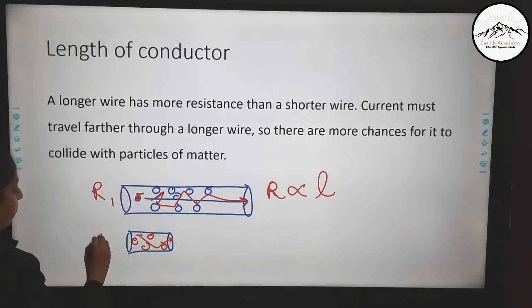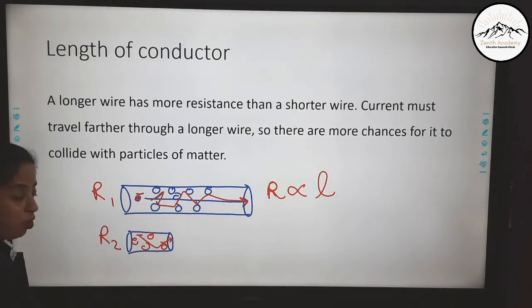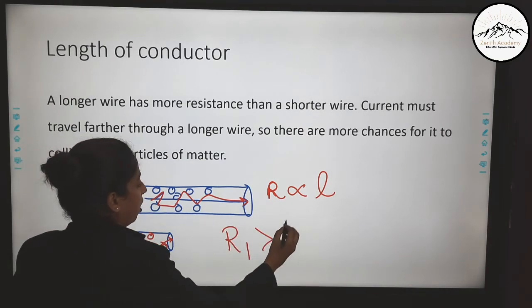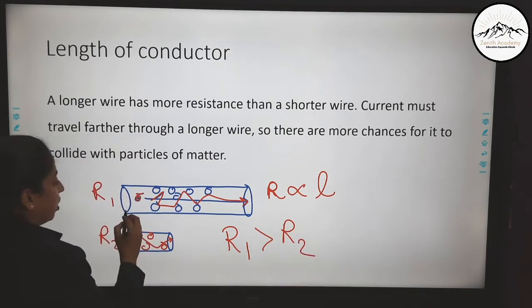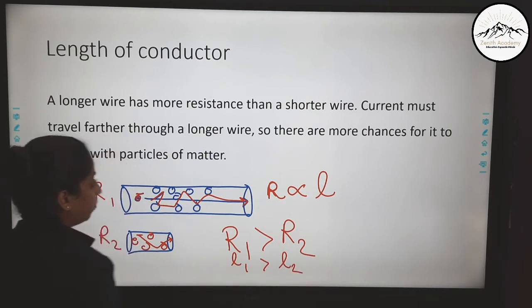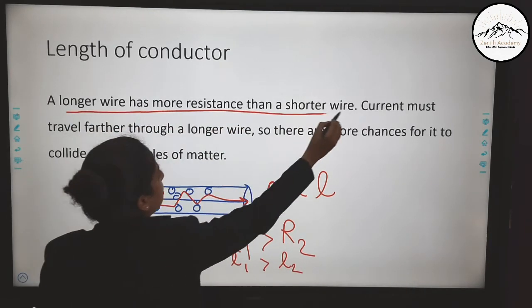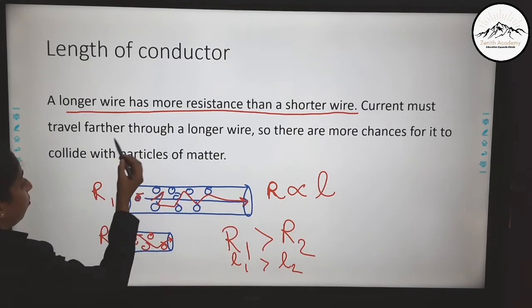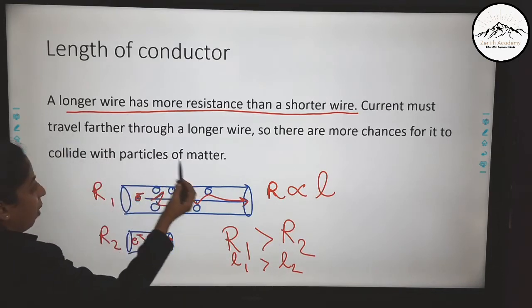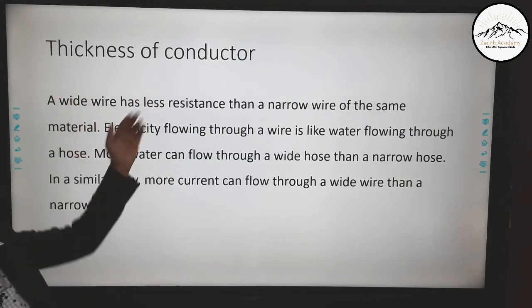So here, this is the resistance offered by this wire and this is the resistance offered by this wire. So we can say resistance 1 is more than resistance 2 because here the length of wire 1 is more than length of wire 2. So a longer wire has more resistance than a shorter wire. Current must travel farther through a longer wire, so there are more chances for it to collide with the particles of matter.